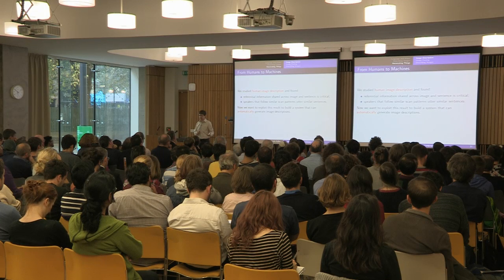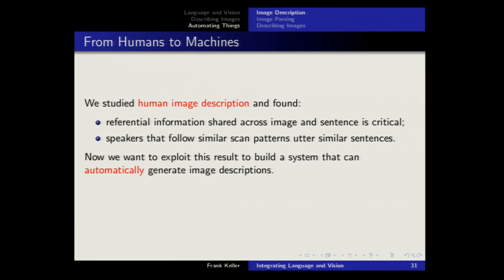And we have, of course, studied human image description. Is that something we can use now if we want to automate the task of generating image descriptions? So we saw that referential information is critical, right? The objects in the image are important. And we saw that people who follow similar scan patterns also utter similar sentences. And now I would like to hypothesize that this is also important for generating descriptions automatically.